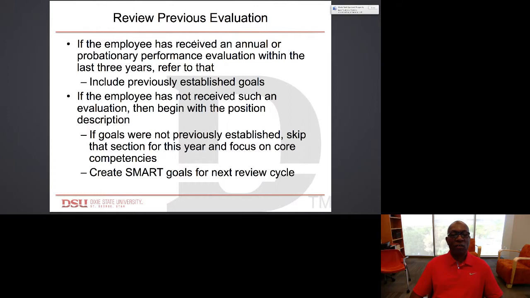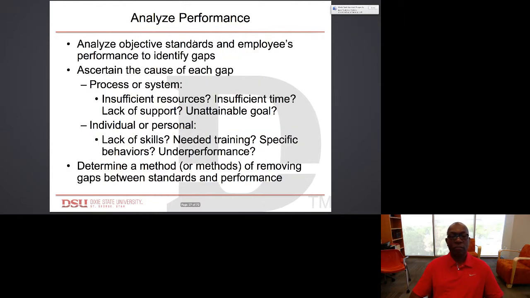Review previous evaluations. If the employee has received an annual or probationary performance evaluation within the last 3 years, refer to that. Include previously established goals. If the employee has not received such an evaluation, then begin with the position description. If goals were not previously established, skip that section for this year and focus on core competencies. Create SMART goals for next review cycle.